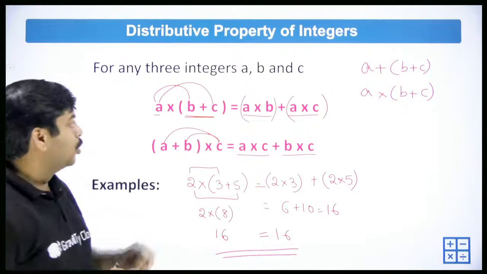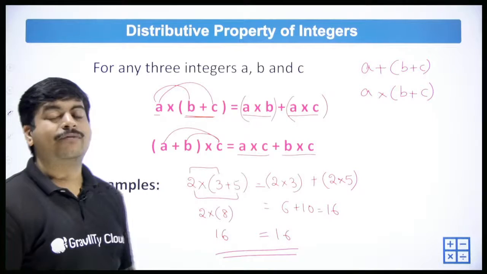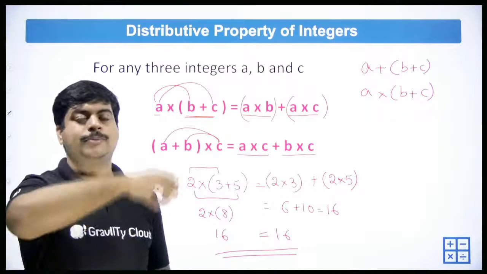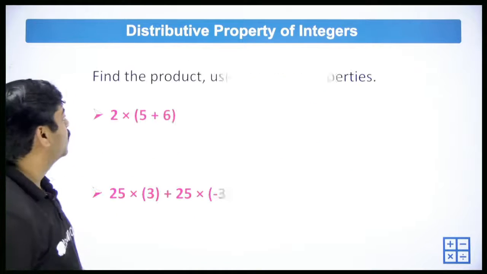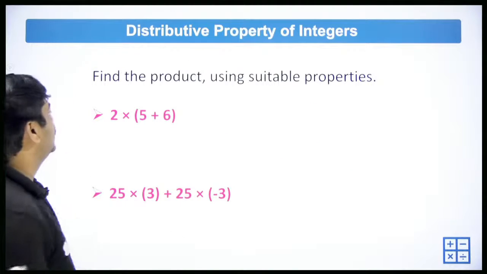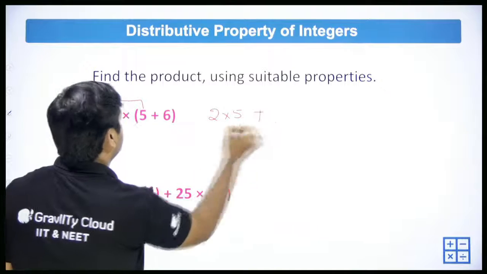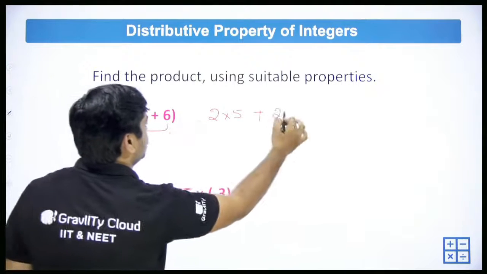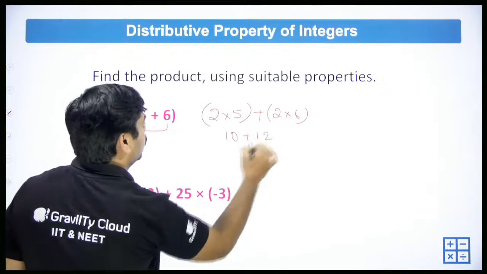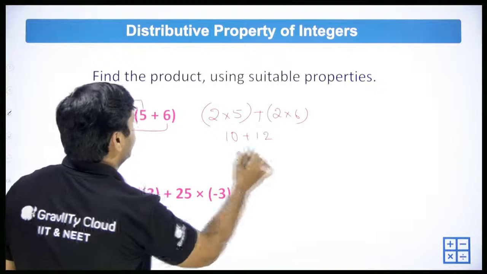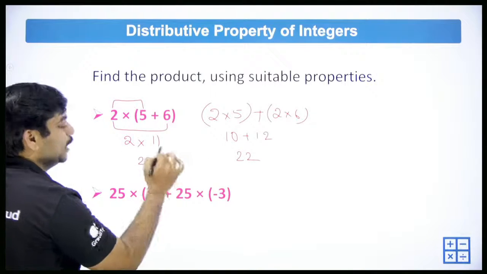Okay, so A into B plus C and A cross B plus A cross C, whichever number you are multiplying should be distributed to all the remaining numbers. Let me take one more example. 2 into 5 plus 6, so that is equal to 2 into 5 plus 2 into 6. So what is 2 into 5? 2 into 5 is 10 plus 2 into 6 is 12. So that becomes 22. 5 plus 6 is 11. 2 into 11 is also 22, right?